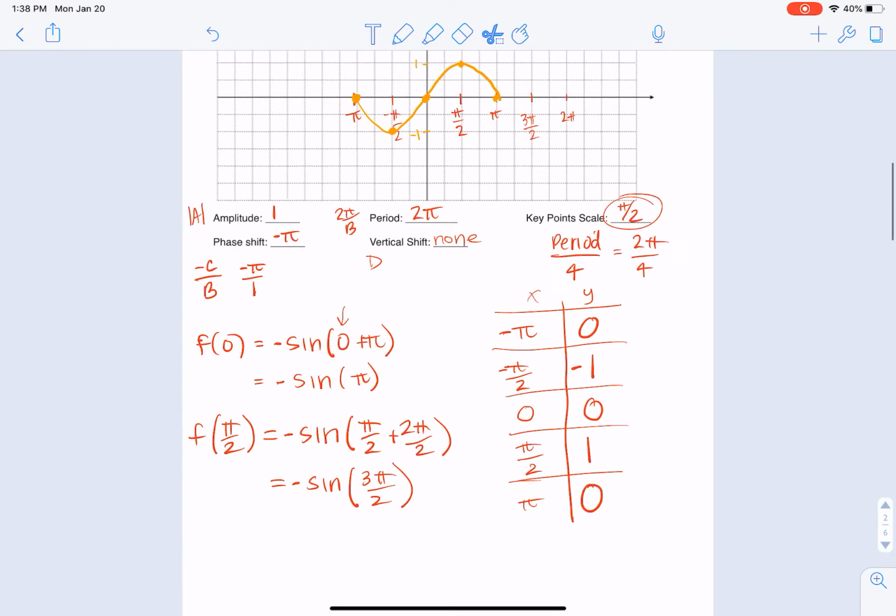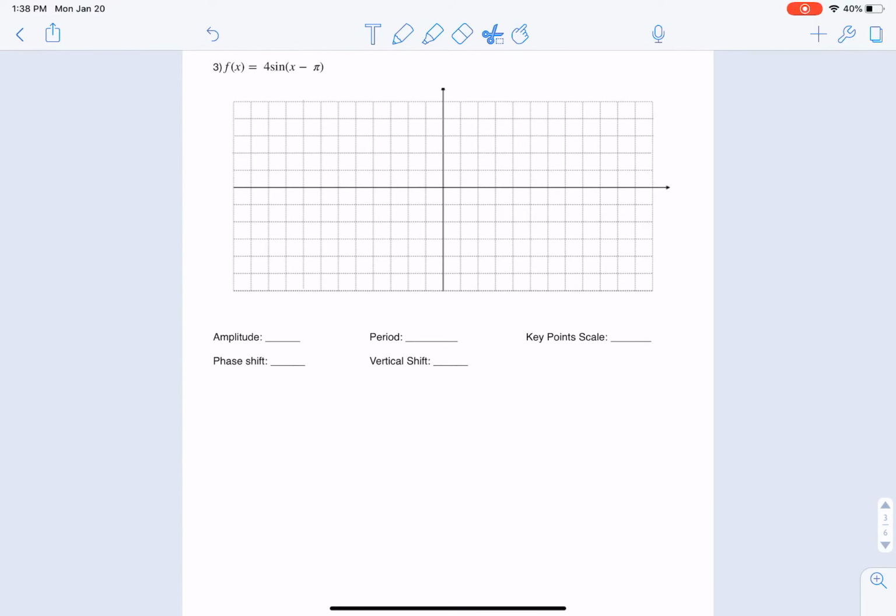Let's do one more example together, which I have here. So my amplitude is the absolute value of A. So my amplitude will be 4. So I know 1, 2, 3. I'll label this as 4. 1, 2, 3, 4. And down here at -4.